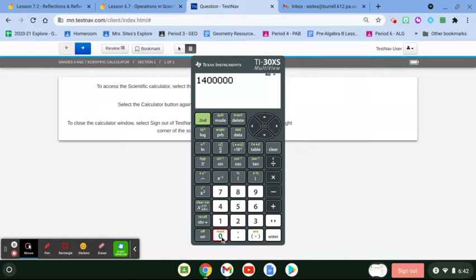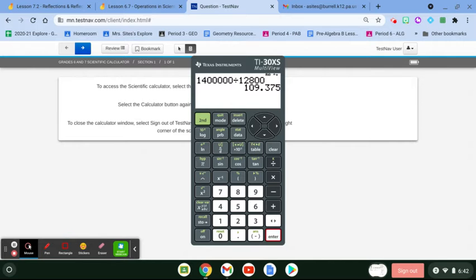1400, 1, 2, 3, 3 more zeros. And I'm going to divide that by 12,800. Okay, it's telling me the answer is 109.375. So it's 109.375 times greater than the diameter of the Earth.